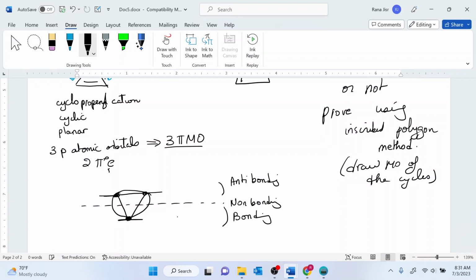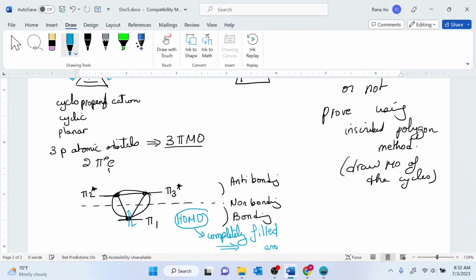So you have the 3 pi molecular orbitals. This is going to be pi 1, this is going to be pi 2, and that is going to be pi 3. And those are starred because they are anti-bonding. Now I'm going to go ahead and fill the electrons. I do have 2 pi electrons only, so my pi 1 is going to have 2 electrons. My highest occupied molecular orbital here is completely filled. Because it is completely filled, this means that the structure is going to be aromatic.